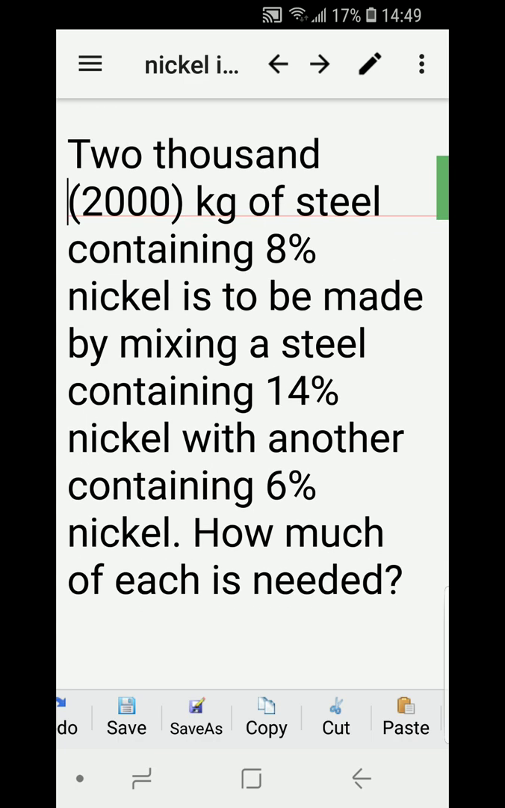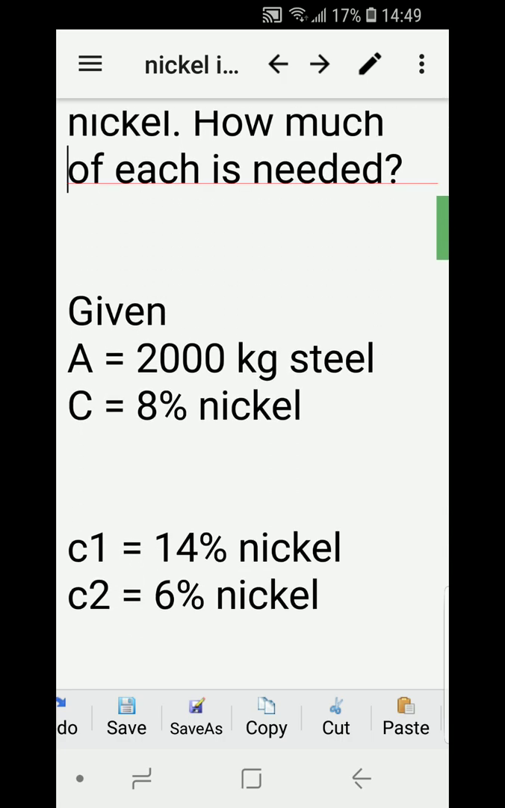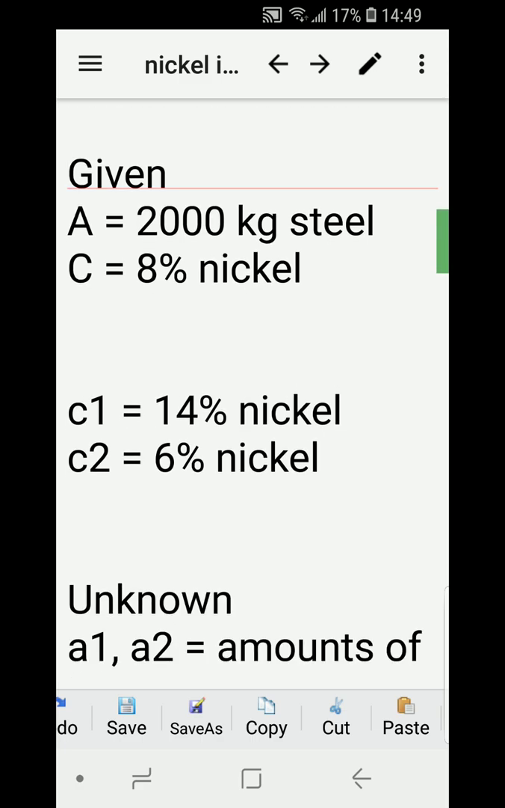2,000 kilogram of steel containing 8% nickel is to be made by mixing a steel containing 14% nickel with another containing 6% nickel. How much of each is needed? Okay, it's a fair question. And we analyze the given.